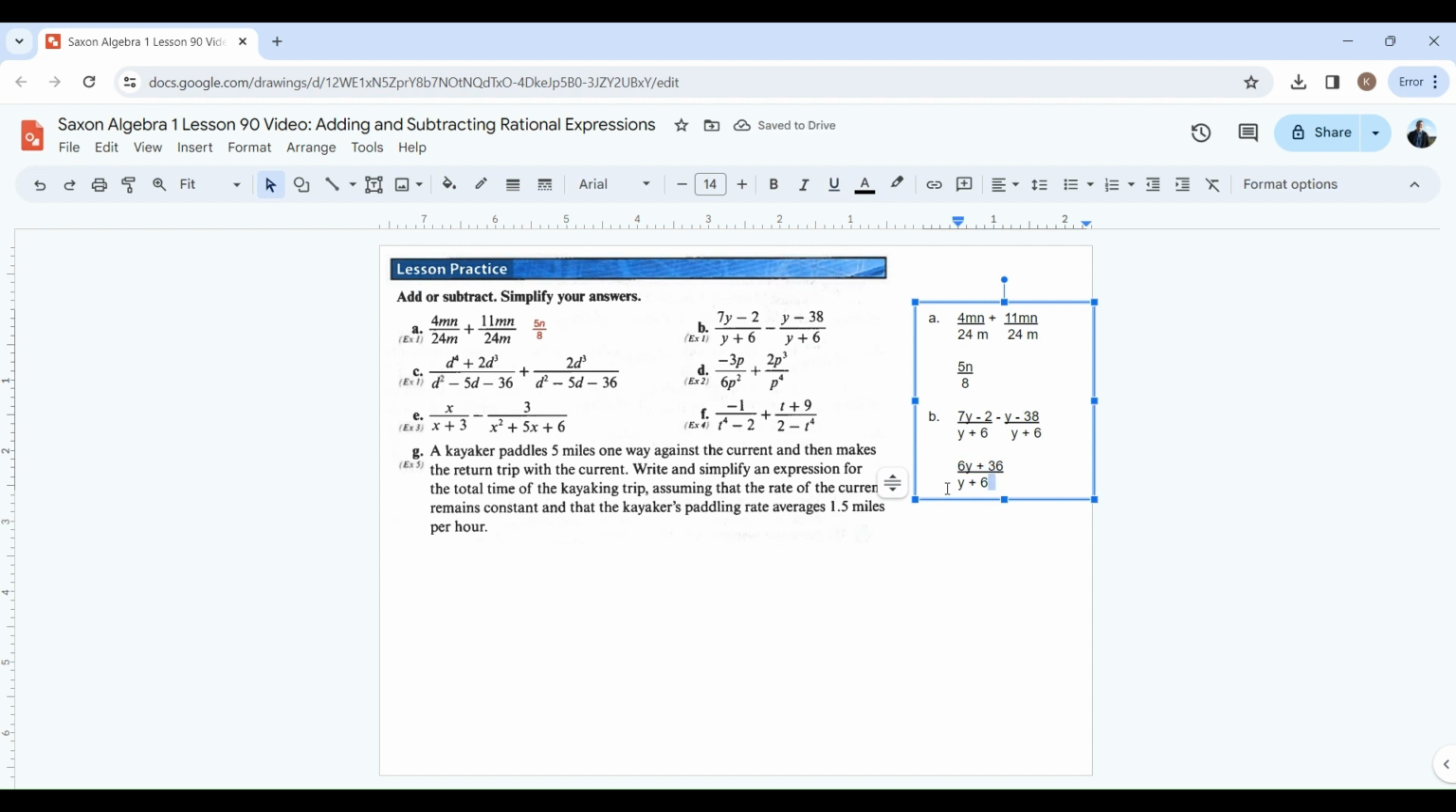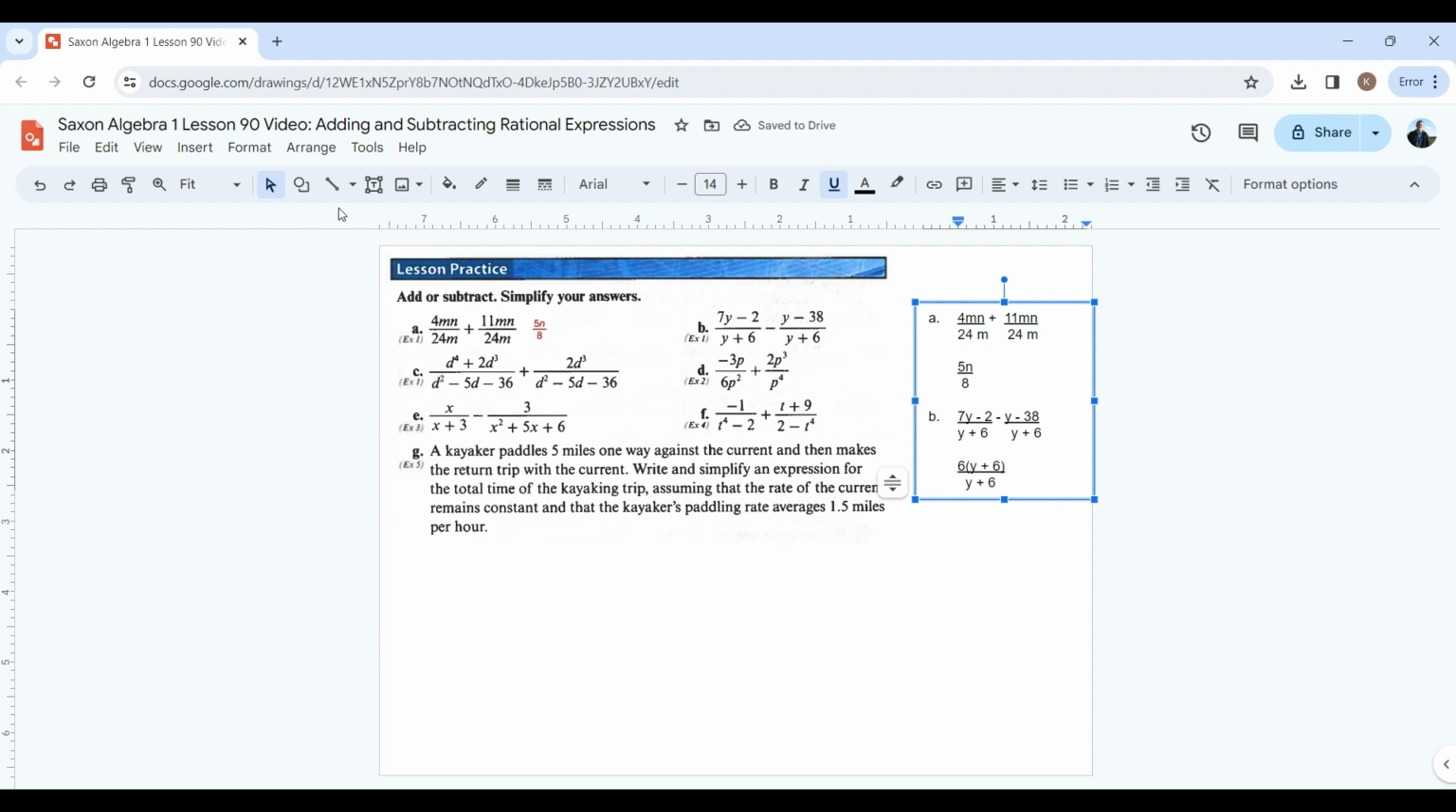Hey, it looks like I'm done, but wait a second. I always have to be on factor patrol. Can anything be factored out of the numerator? Why, I could pull a 6 out of 6y and a 6 out of 36. They have a common factor. Let's pull out that 6. If I pull the 6 up front, I get 6 times y plus 6.